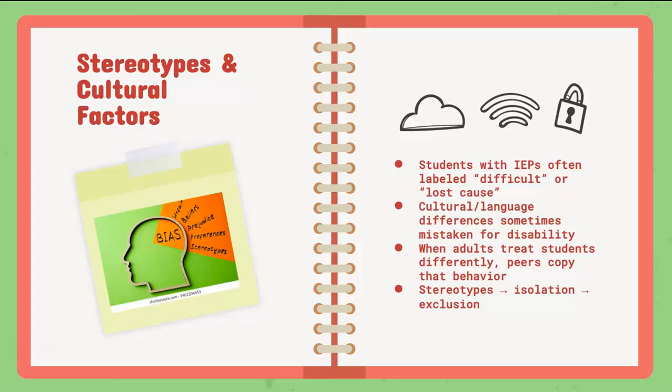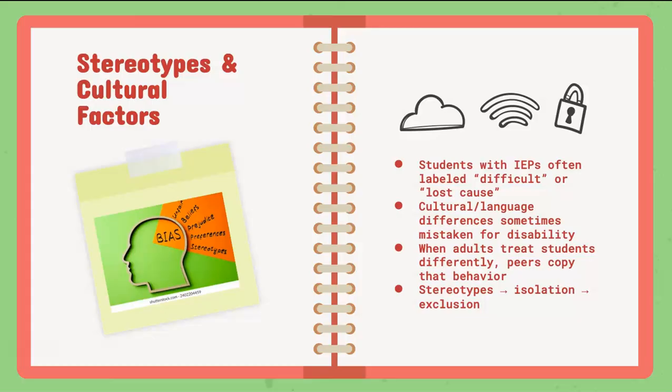This connects to what we learned about ableism and deficit thinking. The idea that disability is a problem instead of a part of human diversity helped me understand how bias can exclude a student just as quickly as a locked door. And sometimes the most damaging barriers are invisible.